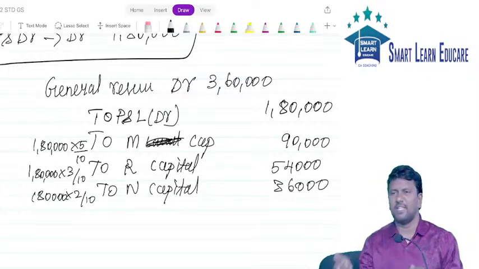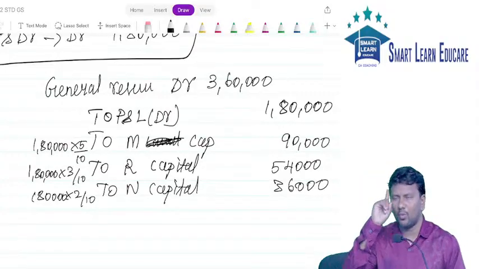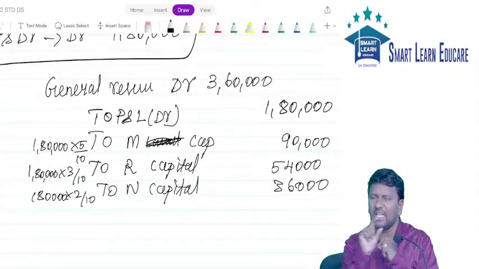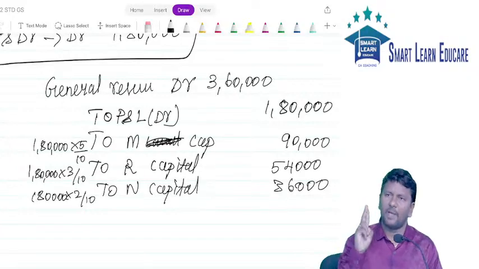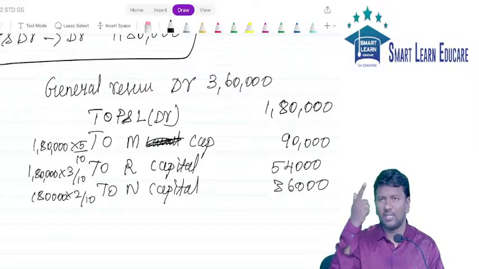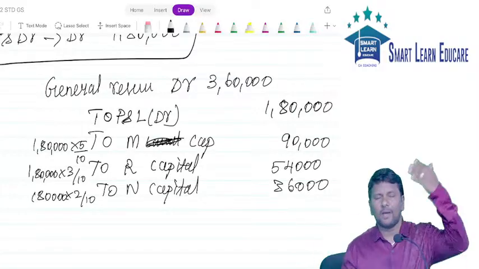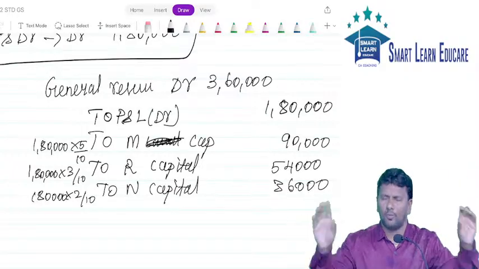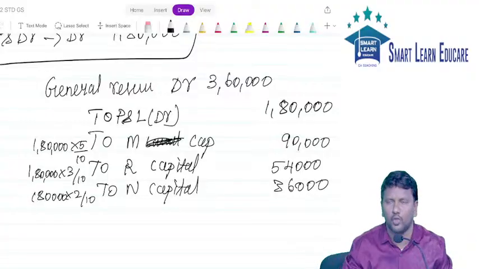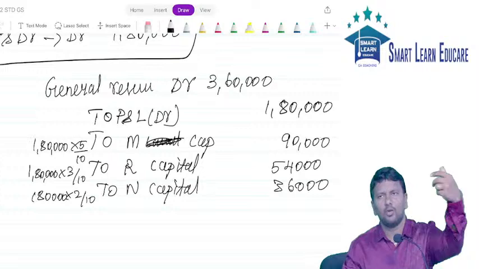Since it is given as a single entry, we made one entry like this. Suppose it had not said single entry and just said pass adjusting entries, we should have passed two entries. First entry: general reserve account debit to old partners in the old ratio. Second entry: old partners' capital account debit to P&L account debit balance in the old ratio. Both entries use only the old ratio.